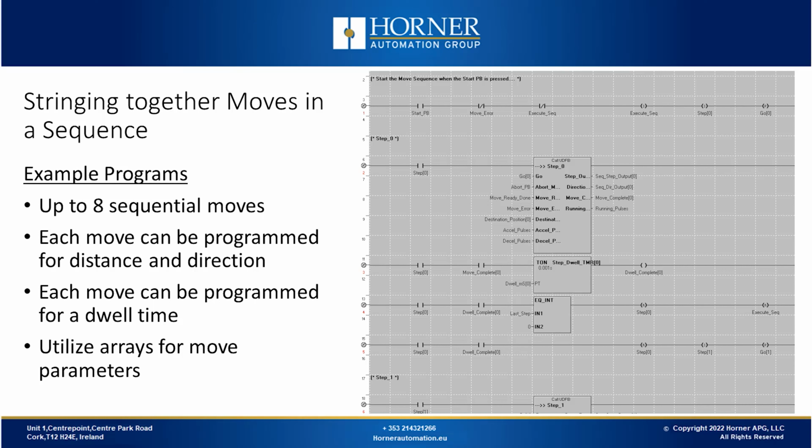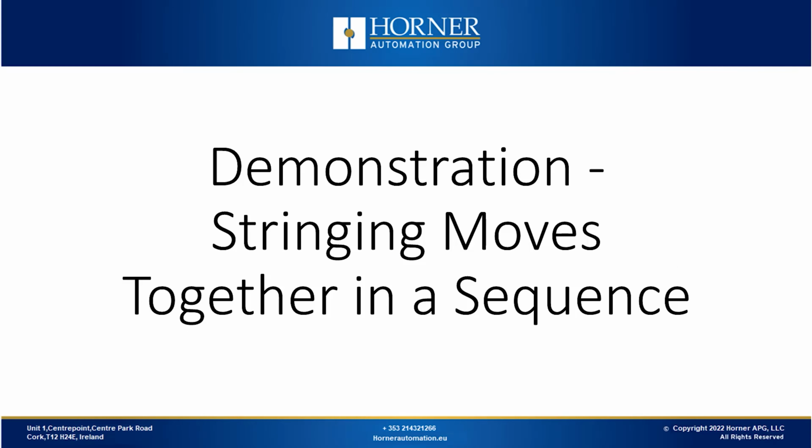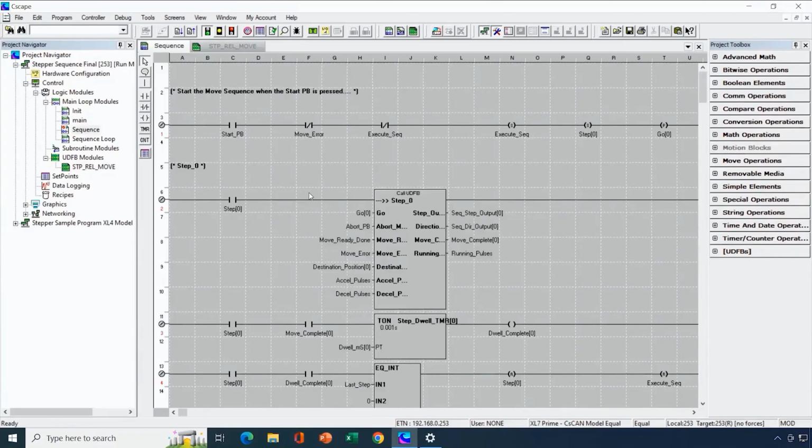We'll utilize arrays for our move parameters, so we'll have steps 0 through 7, and with each step there's a destination position and a dwell time. So let's demonstrate how you can create this example in Cscape. Here's some logic for sequencing these moves together. I wrote it in 2 different ways and both give the same result.